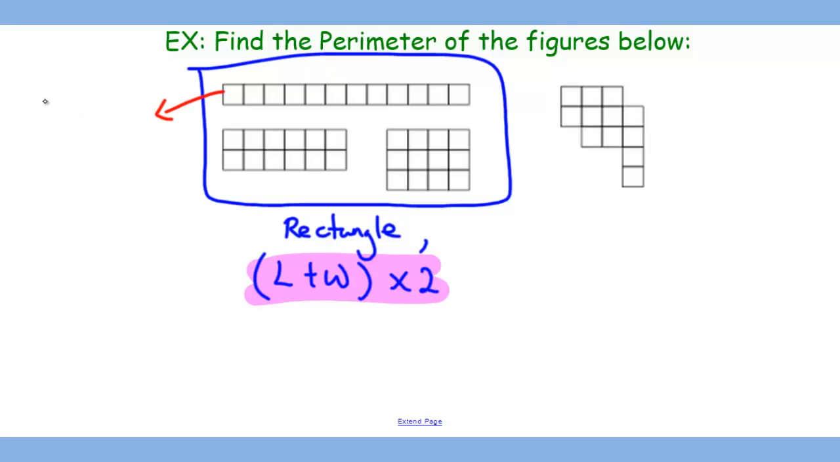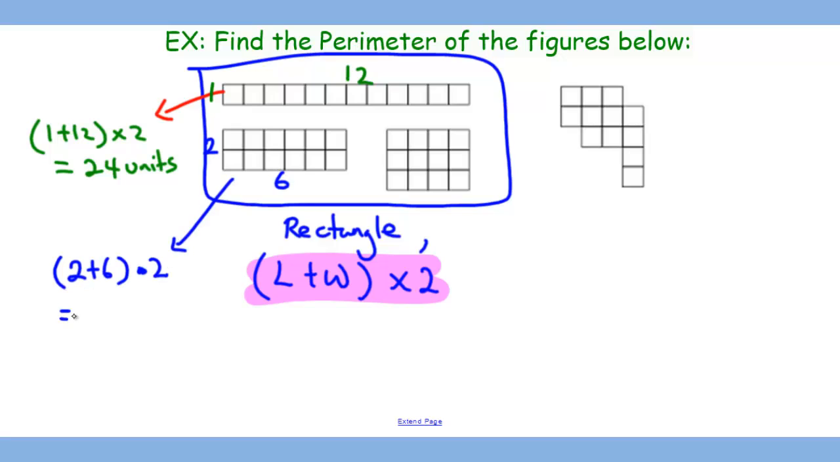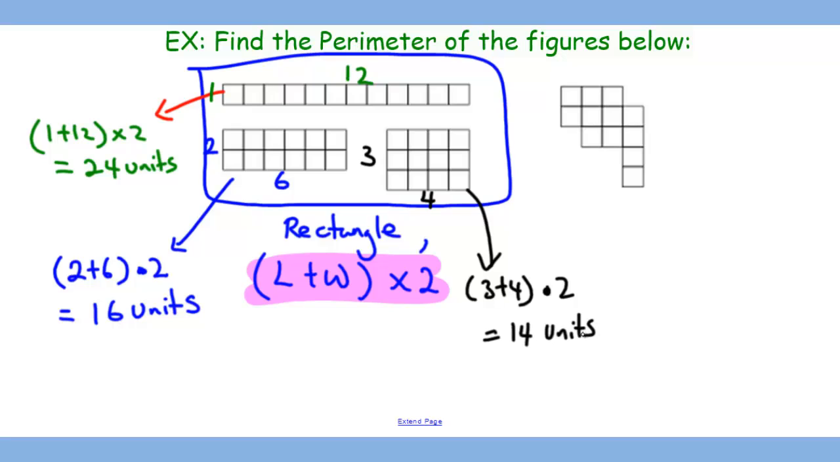For the first one, it is a 1 by 12, so we add 1 and 12 and times it by 2, we get 24 units. The next one is a 2 by 6, so 2 plus 6 and then times 2 will give us 16 units. The third one is a 3 by 4, which is 3 plus 4 and then times 2 will give us 14 units.